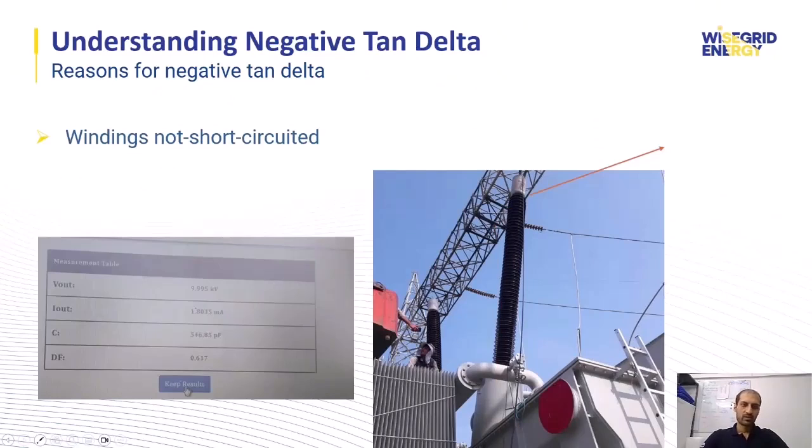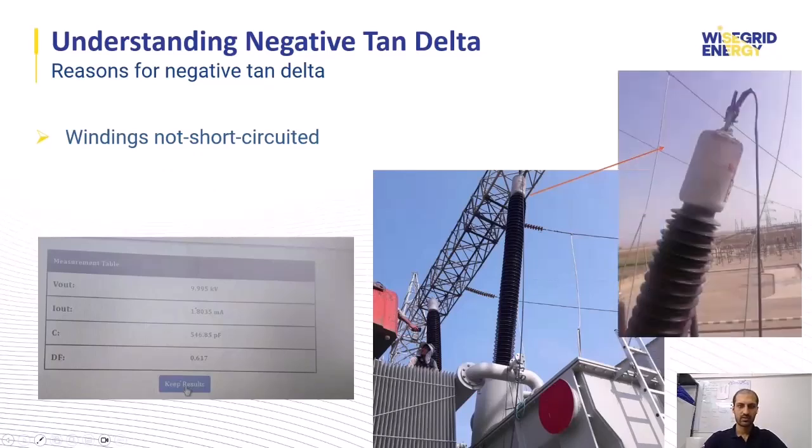Another one is the not short-circuited windings. The presence of inductance in the circuit can lead to negative or abnormally high tan delta values. If the inductive current flows through the system, it can distort the measurement. For example, in this case, a 400 kV bushing is tested, and in the first test, the transformer was not short-circuited, and voltage was applied only to the bushing's high voltage terminal.